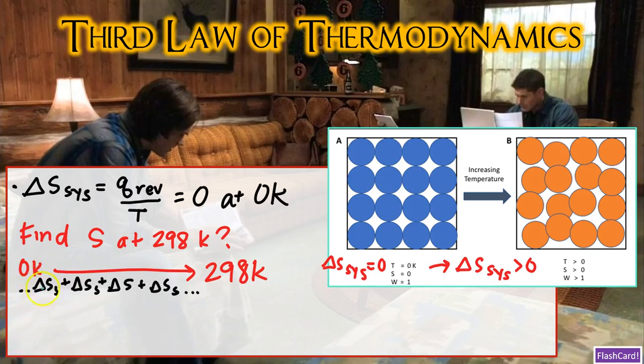And we're going to keep increasing, keep dividing Q by T, and keep getting our delta S of the system value all the way up to the temperature of interest, which is 298 Kelvin. Then all we need to do is sum up all of these entropy increases from 0 Kelvin up to 298 Kelvin and integrate over the entire temperature range using calculus to obtain the absolute entropy value, or to obtain S, and specifically to obtain S at 298 Kelvin.